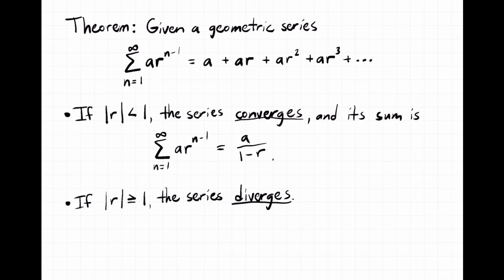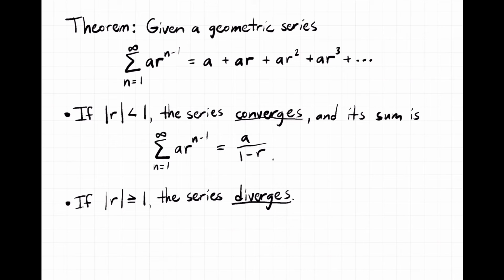Here's our theorem. Given a geometric series, the sum as n goes from 1 to infinity of a times r to the n minus 1, if the absolute value of r is less than 1, in other words, if r is between negative 1 and 1, not including those values, the series is guaranteed to converge, meaning it does have a finite sum. And the sum is actually going to be exactly a over 1 minus r, whatever that is. We just proved that. On the other hand, if the absolute value of r is greater than or equal to 1, including 1 or negative 1, then the series diverges. It does not have a finite sum.